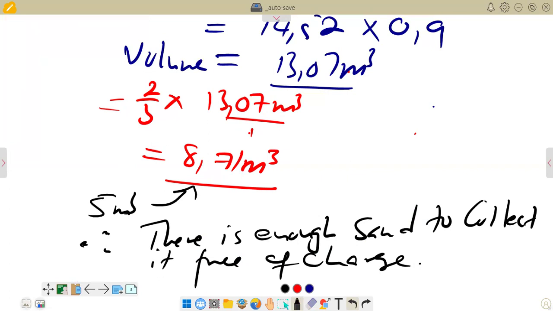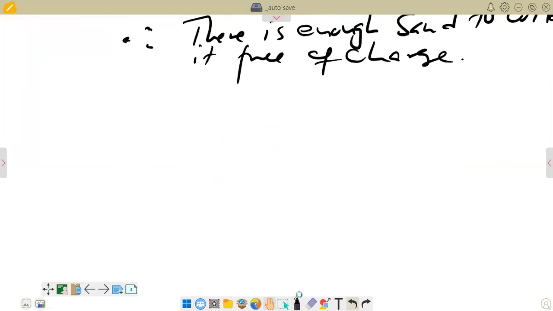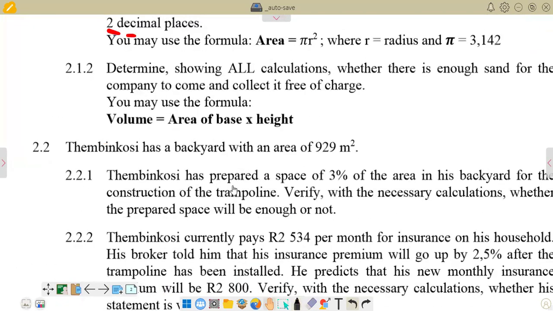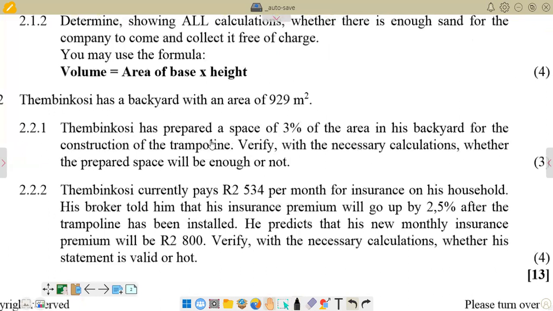So then we're going to go to the next part of the question, whereby we are now going to 2.2.1. Now 2.2.1 reads: Tebikos has a backyard with an area of 929 square meters, and Tebikos has prepared a space of 3% of the area in this backyard for the construction of the trampoline. Verify with the necessary calculation whether the prepared space will be enough or not.